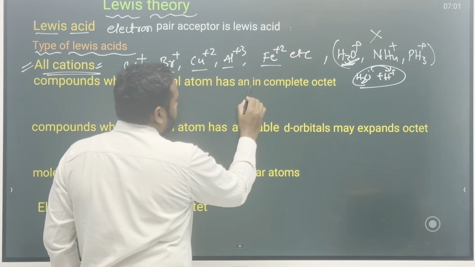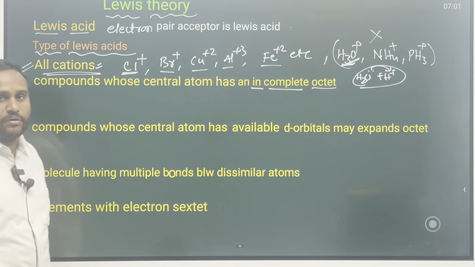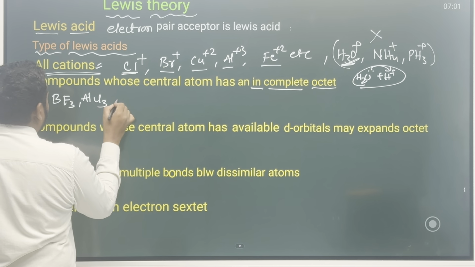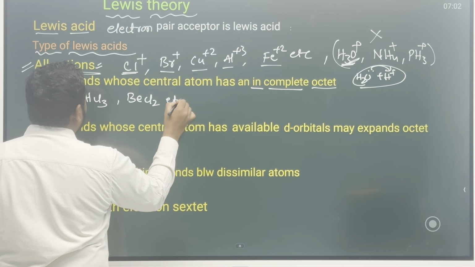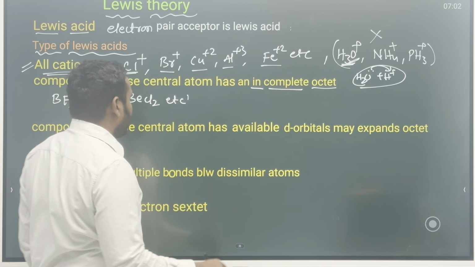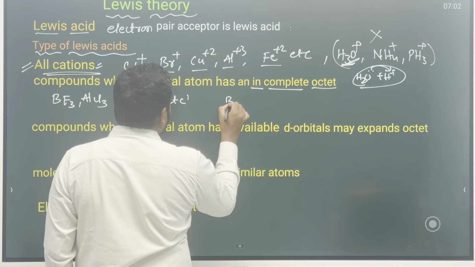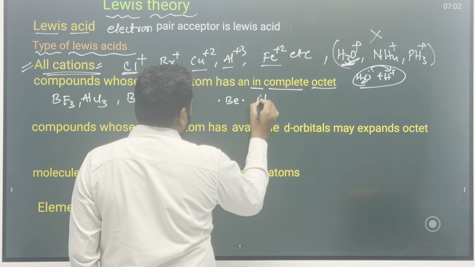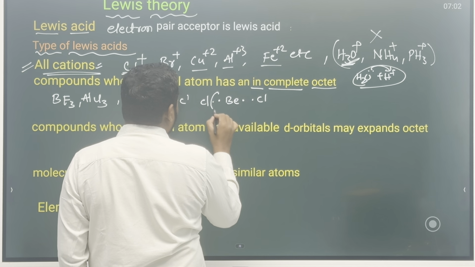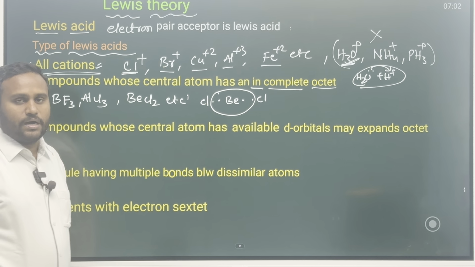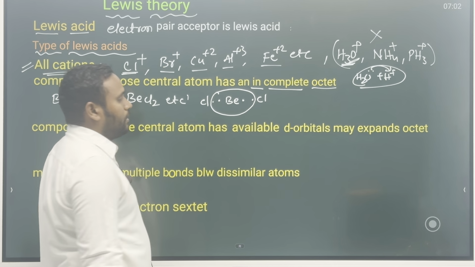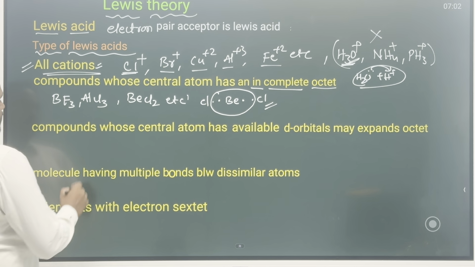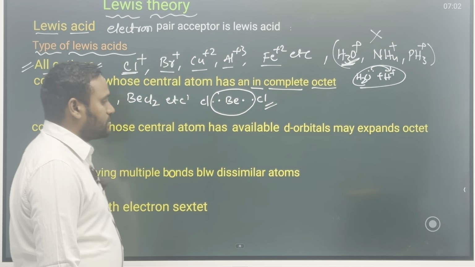compounds whose central atom has an incomplete octet. For example, you take BF3, AlCl3, next BeCl2, etc. These have an incomplete octet. See, for example, you take BeCl2. Beryllium belongs to the second group elements. It has only 2 electrons in the valence shell, and here chlorine makes one bond and gives 1 electron. So here beryllium has only 4 electrons, not 8 electrons. So such compounds are called electron deficient molecules. These electron deficient molecules can act as Lewis acids.